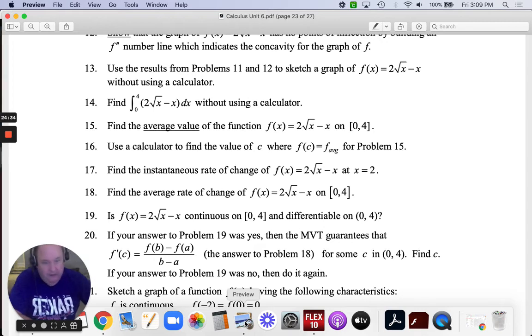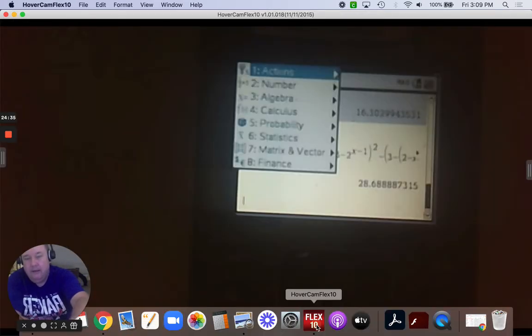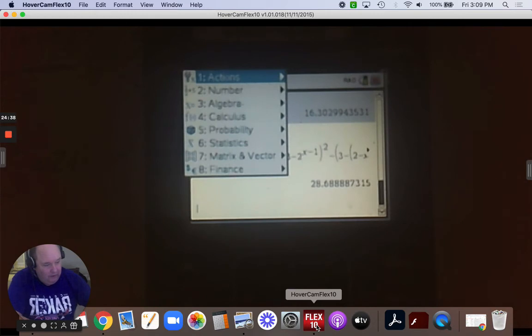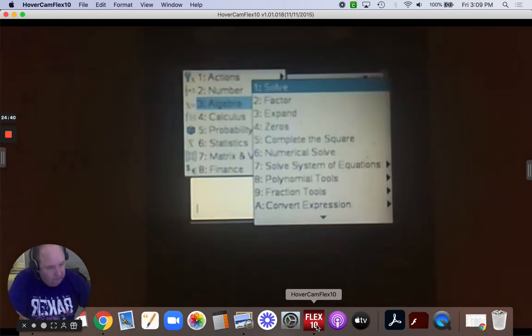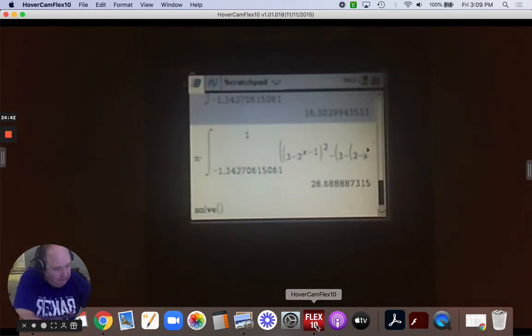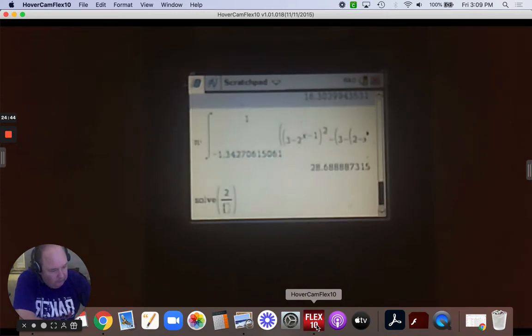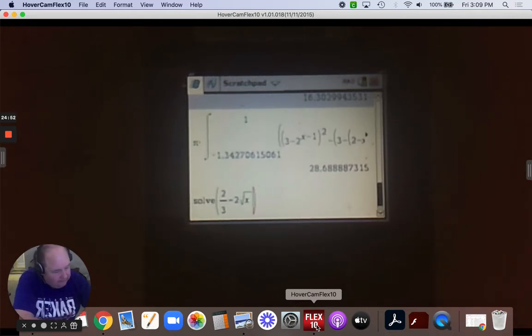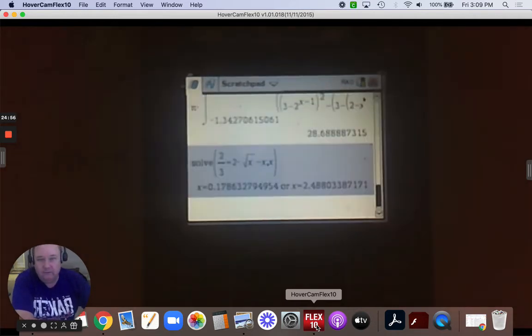So we're going to go menu. You can't see. We're going to go algebra, and we're going to solve it. And what we're solving is 2/3, move the cursor, equals 2, and then root x, move the cursor, subtract x, comma x, and then control enter.